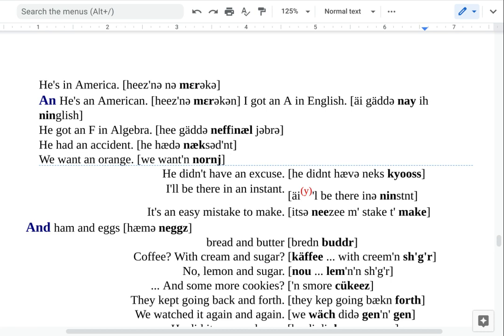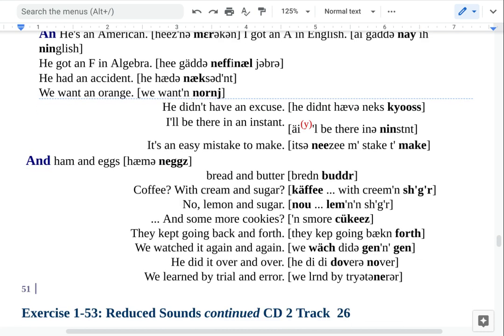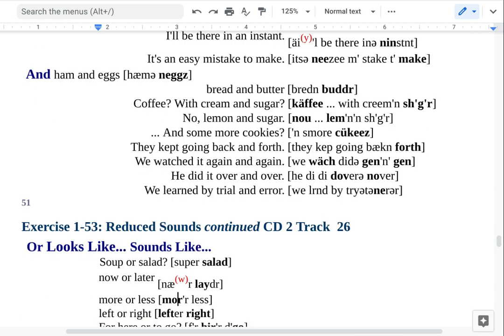And: ham and eggs, bread and butter, coffee with cream and sugar? No, lemon and sugar. And some more cookies? They kept going back and forth. We watched it again and again. He did it over and over. We learned by trial and error.